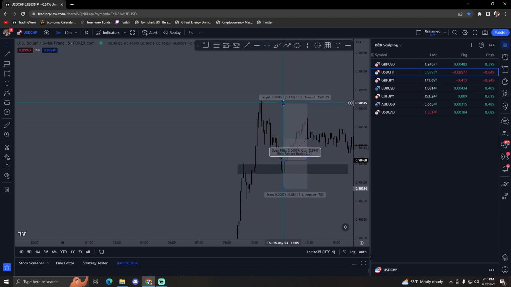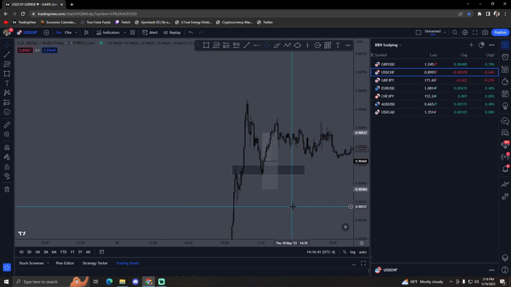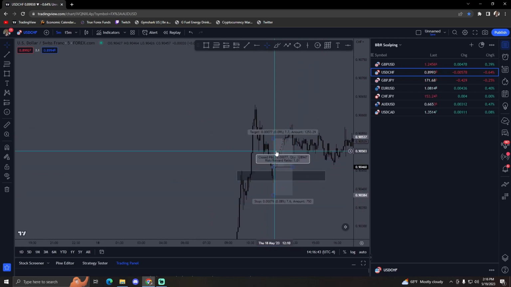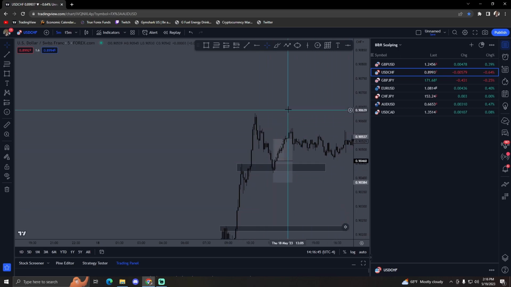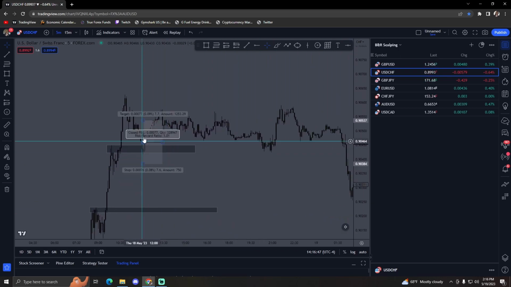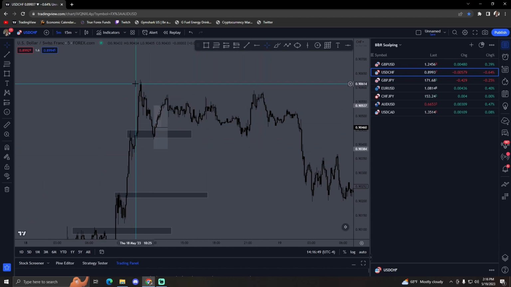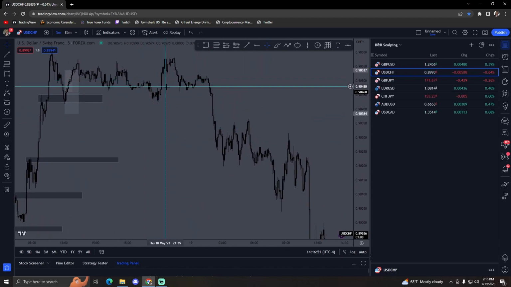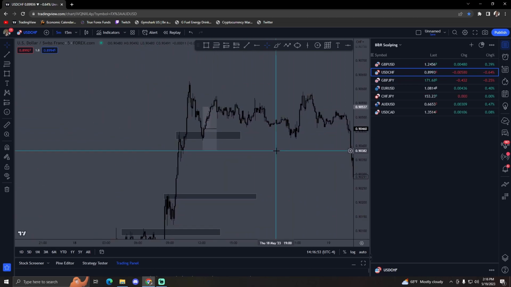So that's that. I just like to go for a 1-to-1. It's just easier for me. That's what I like doing. And in this case, price would have worked out just fine. And ultimately, it never broke this high. It just plummeted down and made a new downtrend.